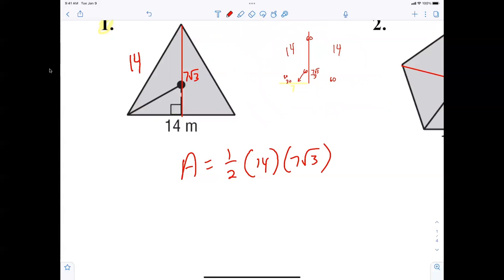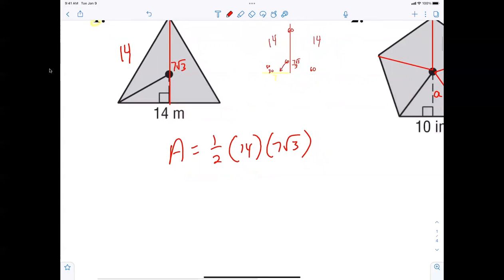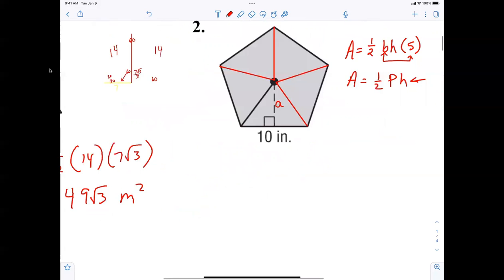Right? I just don't use the formula, for those of you guys who periodically look at the formulas in the book. I just don't use that. So everybody knows the area is going to be what? 49 radical 3 meters squared. Anybody have any questions with that? All right, super easy. Now let's move forward to this pentagon.